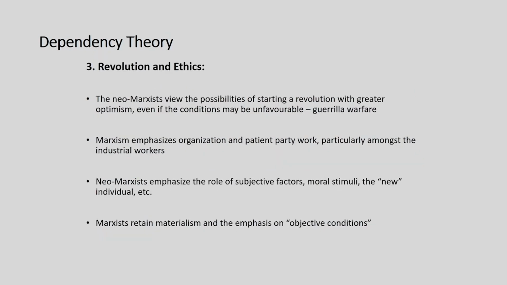Coming to revolution and ethics, the Neo-Marxists view the possibilities of starting a revolution with greater optimism, with 19th century development optimism, 19th century evolutionism, even if the conditions may be unfavorable, and in this context emphasize the importance of guerrilla warfare. Marxism on the other hand emphasizes organization and party work, particularly amongst the industrial workers. In other words, Neo-Marxists emphasize the role of the subjective factors, moral stimuli, the new individual, the new man, and so on, and Marxists retain materialism and the emphasis on objective conditions that gave Marx his distinctive mark as a social scientist.